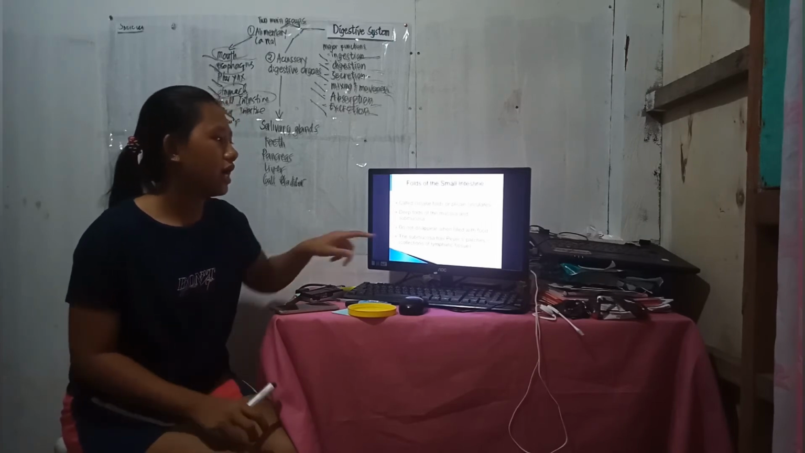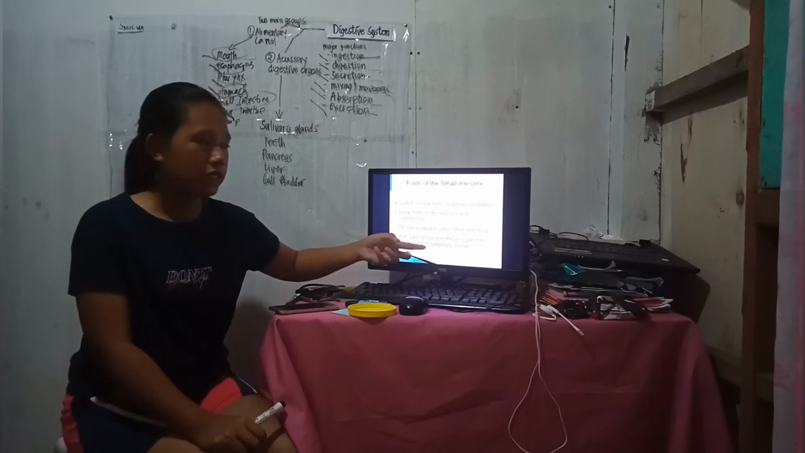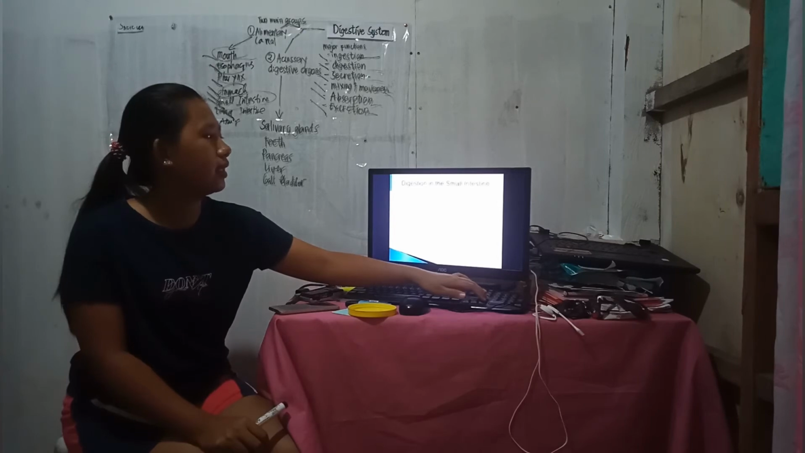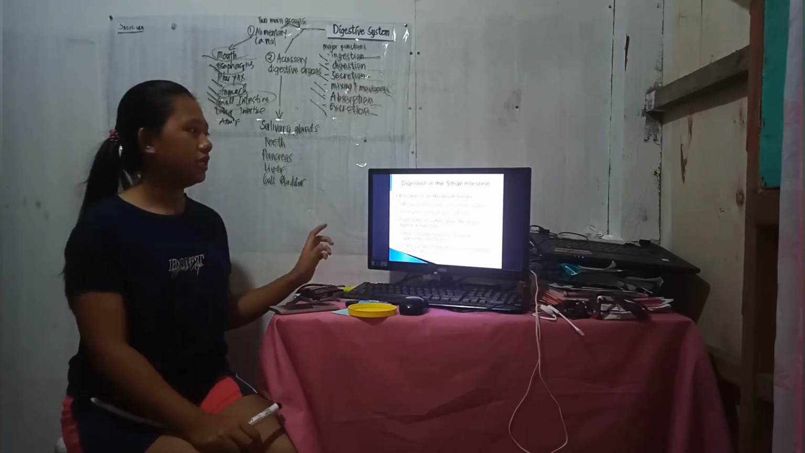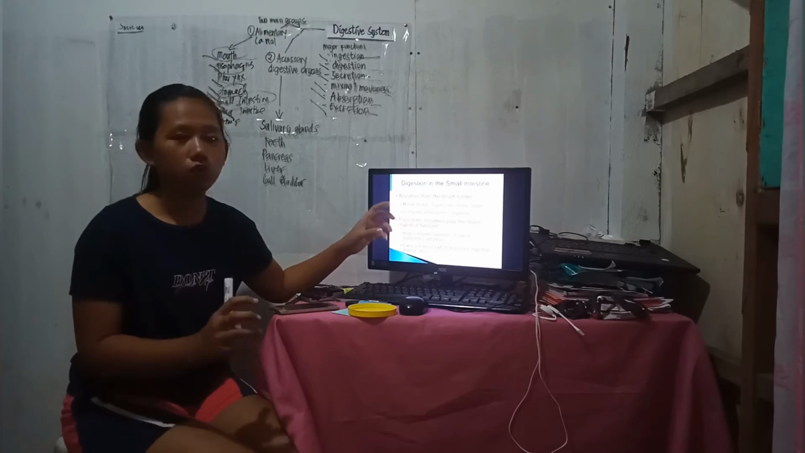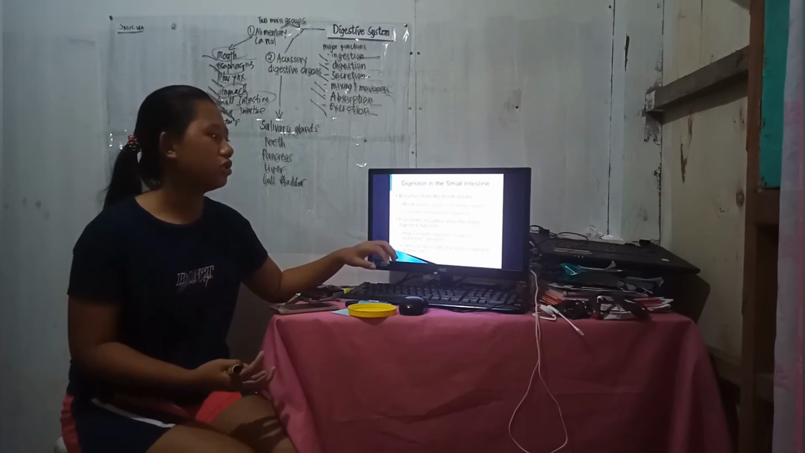The submucosa has Peyer's patches. If you remember in the lymphatic system, Peyer's patches are collections of lymphatic tissue. And then the digestion in the small intestine: it breaks double sugars into simple ones, then completes the protein digestion.